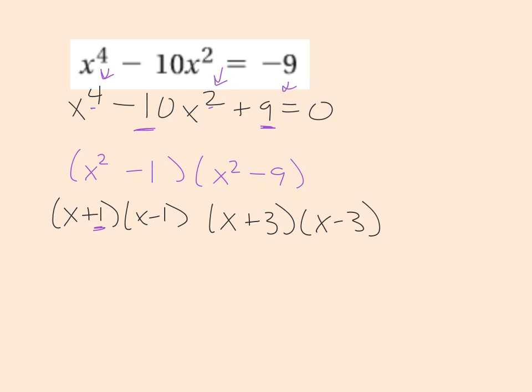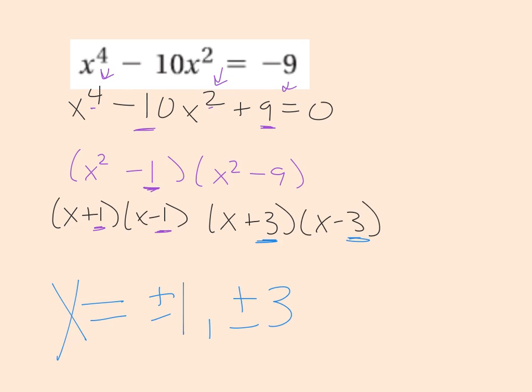Again, these two numbers multiply to get the term, but add together to get 0. These two numbers multiply to get negative 9, add to get 0. So then my zeros would be at positive negative 1 and positive negative 3.